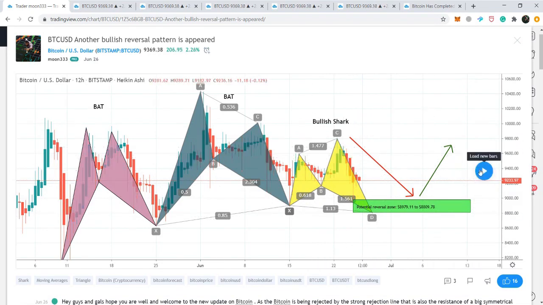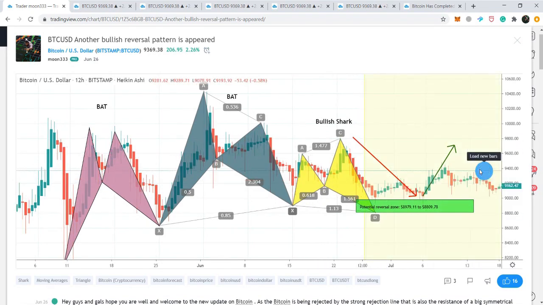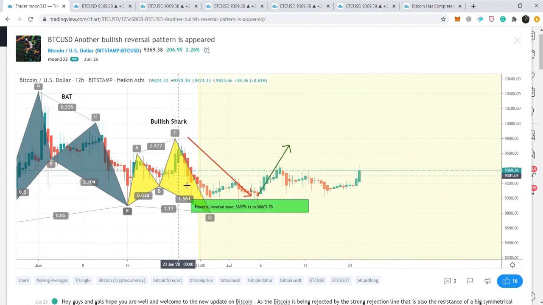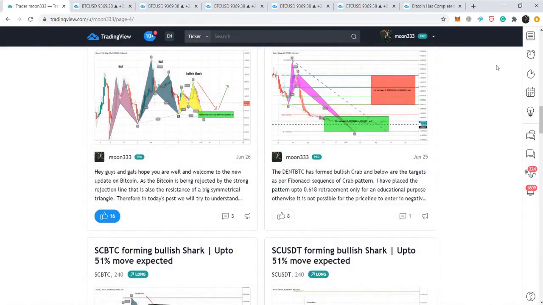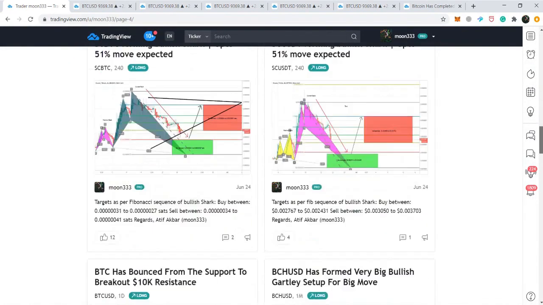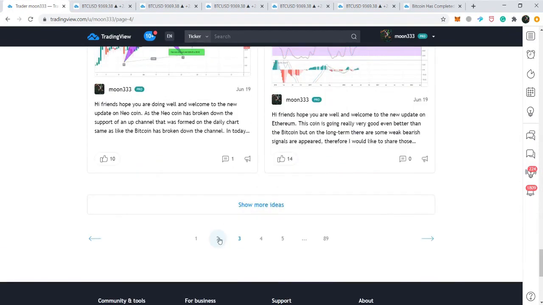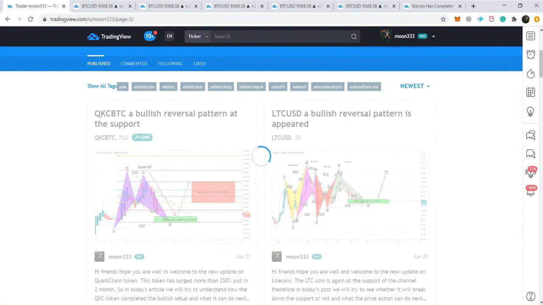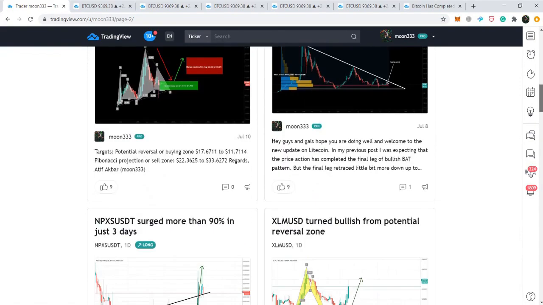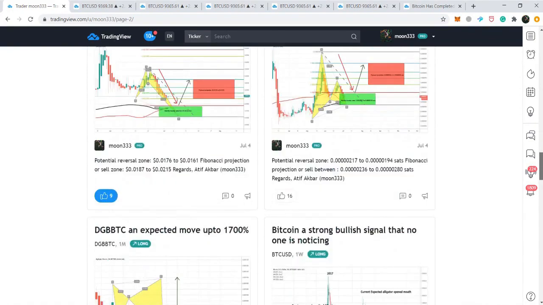And now I'm playing this chart, and you can see that the price action completed the final leg of this bullish shark that ends at the 0.886 up to 1.13 Fibonacci retracement level and reversed from here. Now recently in my previous video, I told you that the price action is completing the final leg of the bullish cypher pattern, and this was a chart that I also posted on TradingView.